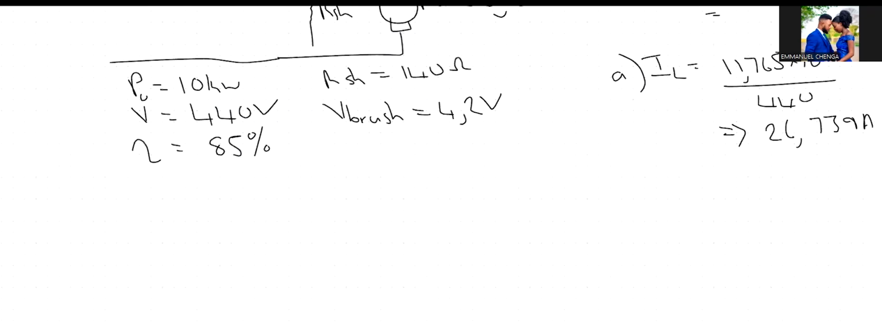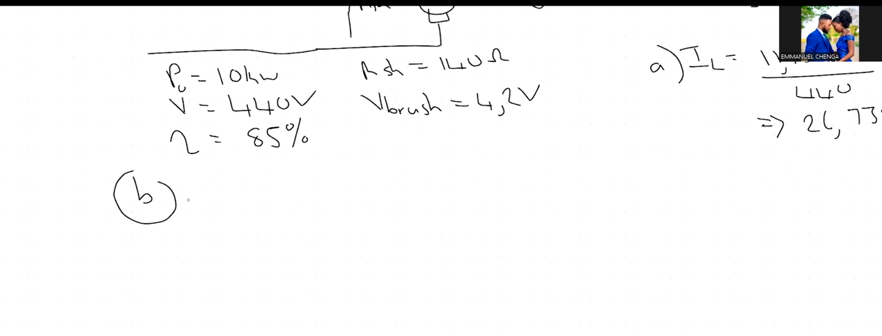Let's look at B. On B, they want the shunt field current. How do you find your shunt field current? Remember, we said to calculate your I shunt, it will be V shunt divided by R shunt. So in order for me to find my I shunt, I will need to find a V shunt. So let's see how we can find our V shunt here. Remember, we once had a formula.